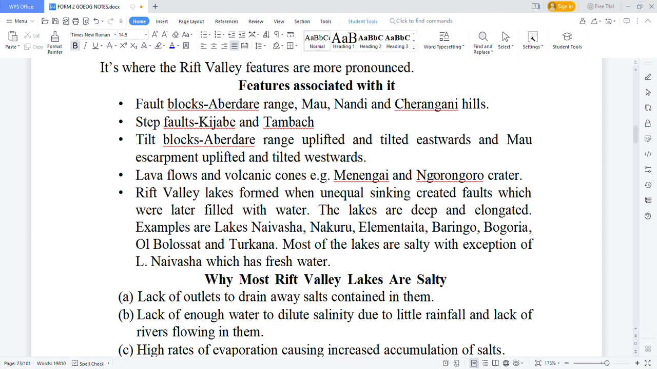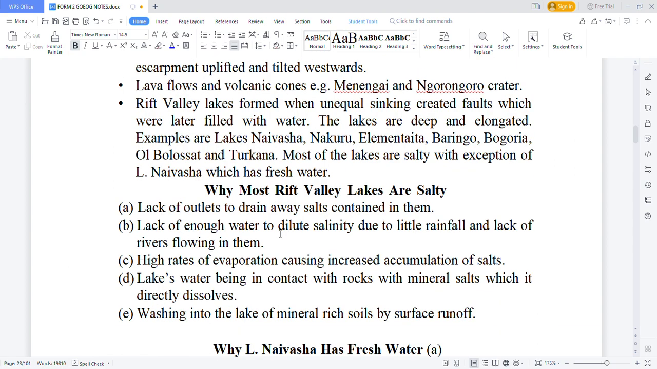The last one, number 5, is the Rift Valley lakes, formed when unequal sinking created faults which were later filled with water. The lakes are deep and elongated. Examples are Lake Naivasha, Nakuru, Elementaita, Baringo, Bogoria, Bosolat, and Turkana. Most of the lakes are salty, with the exception of Lake Naivasha, which is a freshwater body.